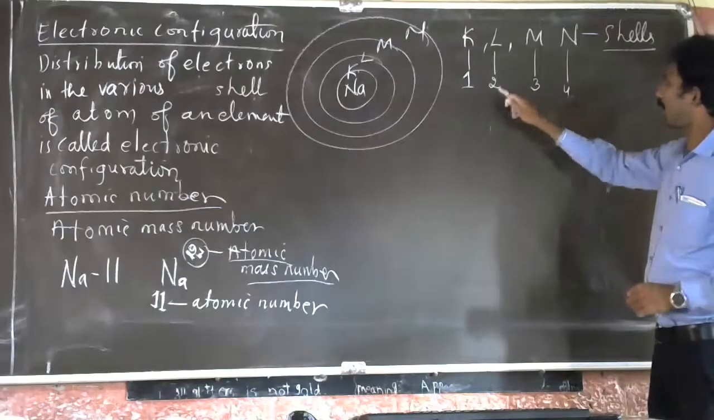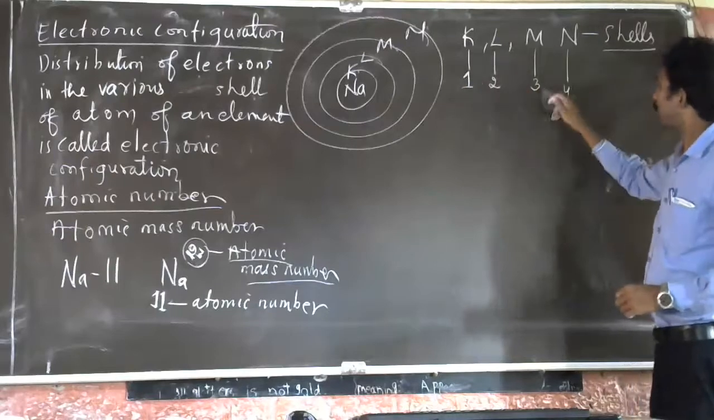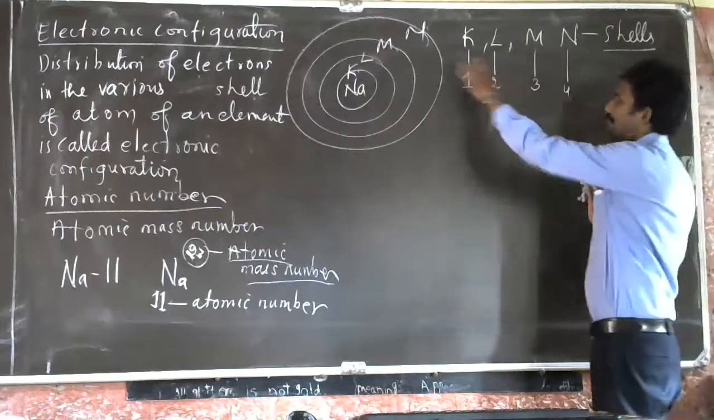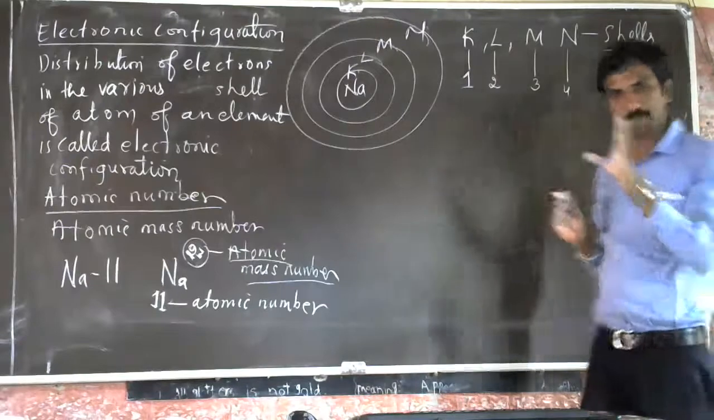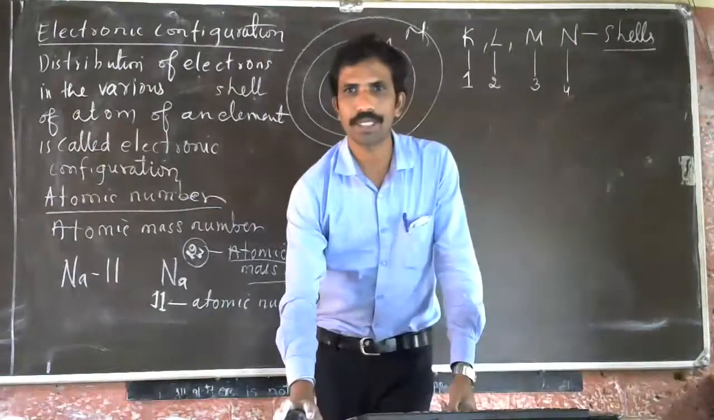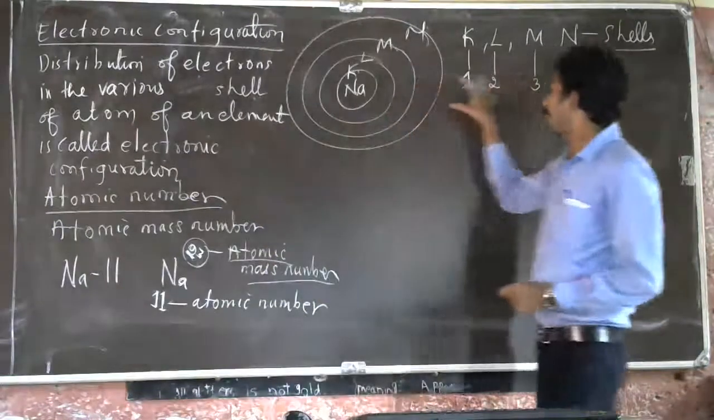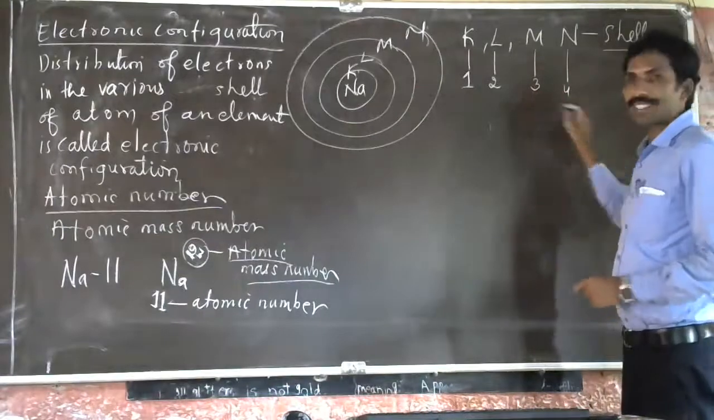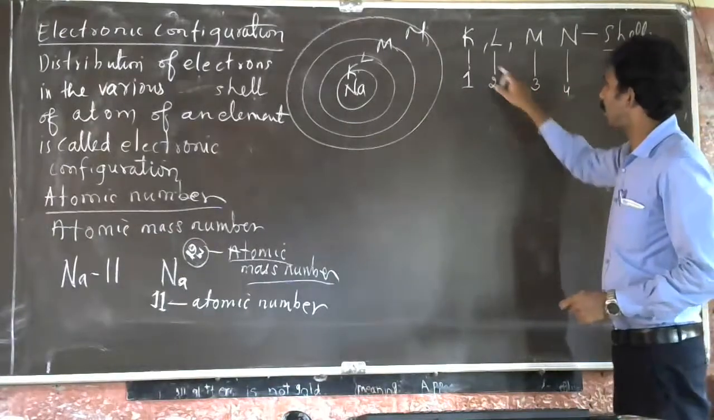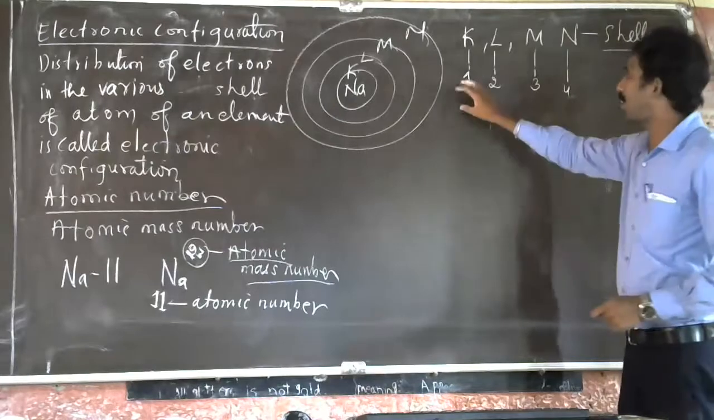And they are denoted by 1, 2, 3, 4. K is denoted by 1, L is denoted by 2, and this is called the azimuthal quantum number. The principal quantum number. You will learn about quantum numbers in higher classes. By that, we denote 1, 2, 3, 4. This is the energy level: the first energy level, second energy level, third energy level, fourth energy level. So electrons are distributed here.